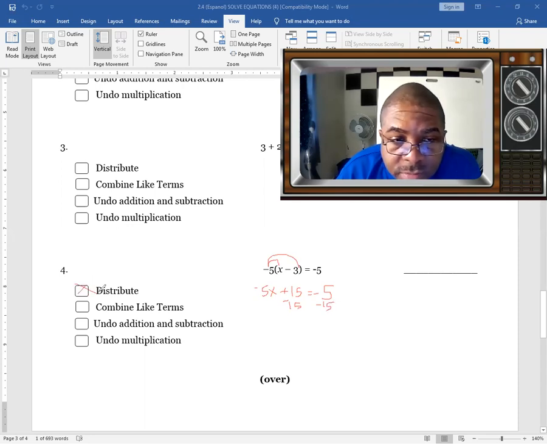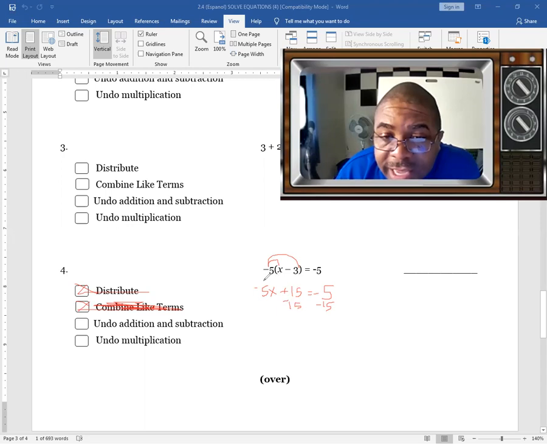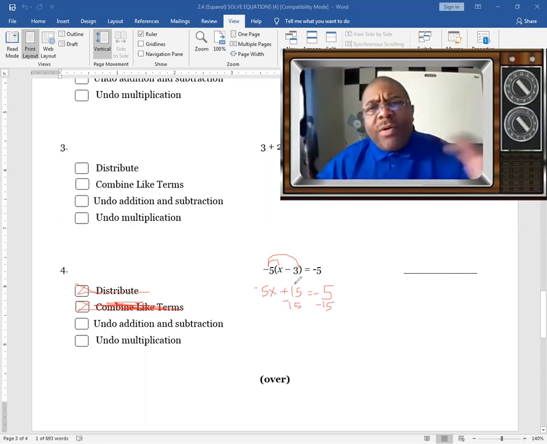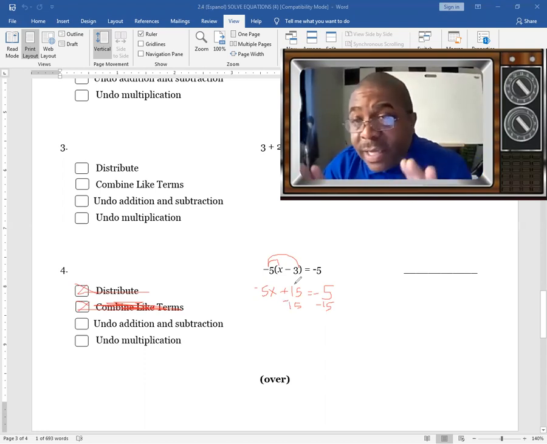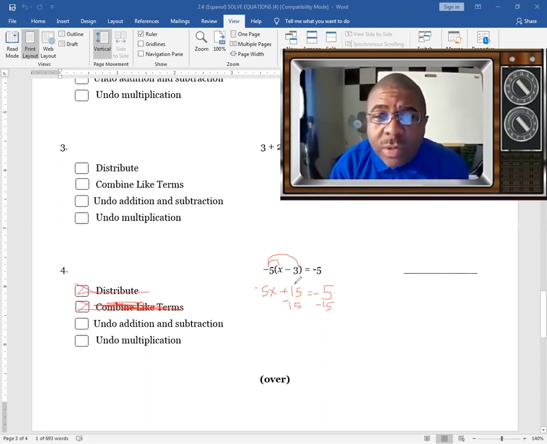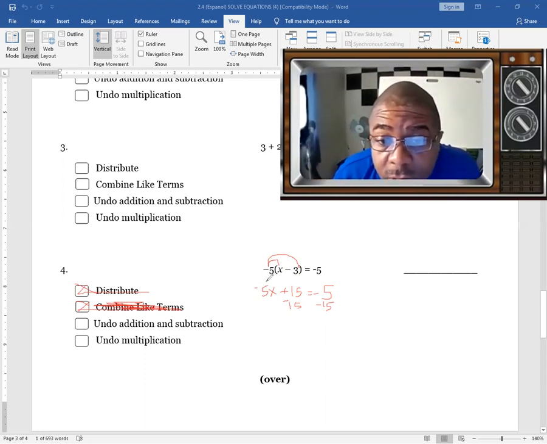So we distributed, did that. Are we combining like terms? We don't necessarily have to on this one. Why don't we have to combine like terms on this one? Because this side had negative 5x plus 15 equals negative 5. So on this side, it had the variable family and the constant family. They're already separated. Don't worry about the equal sign. We're only separating them on their side of the equal sign. So we didn't have to combine like terms.